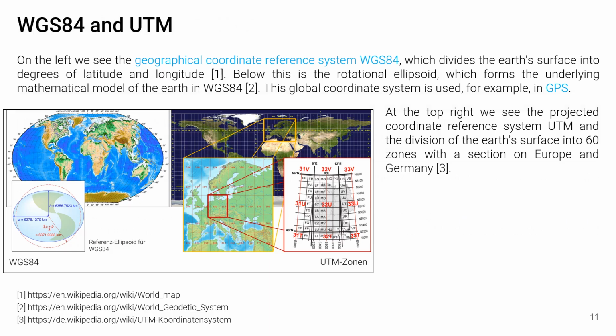On the left, we see the Geographical Coordinate System WGS84, which divides the Earth's surface into degrees of latitude and longitude. Below this is the rotational ellipsoid, which forms the underlying mathematical model of the Earth in WGS84. This global coordinate system is used, for example, in GPS. At the top right, we see the projected coordinate reference system UTM and the division of the Earth's surface into 60 zones with a section on Europe and Germany.